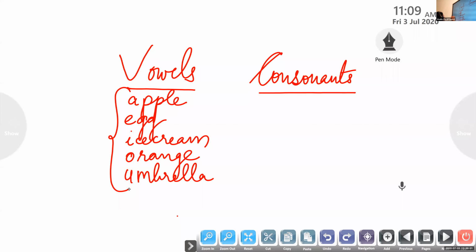What do we have to use before the word starting with a vowel or a vowel sound? We use an. Now, we know there are 21 consonants. Ma'am will write certain alphabets. You have to say the words. K, B, P. Okay.